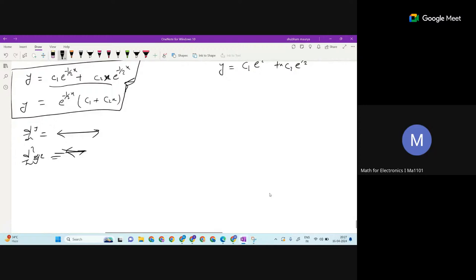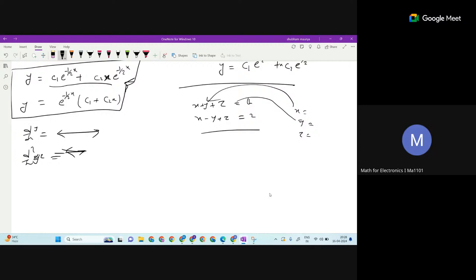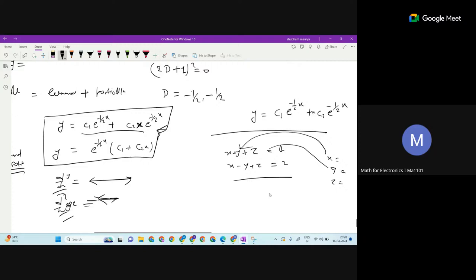It's like verifying a system of linear equations. Suppose this is one, this is two, you solve your system of linear equations. How will you verify your solution is correct or not? Suppose you got some values. You will substitute the x, y, z values in each equation and check that your answer matches the right side or not. The same is true here also; whatever you are getting, you can check yourself that your answer is correct or not.